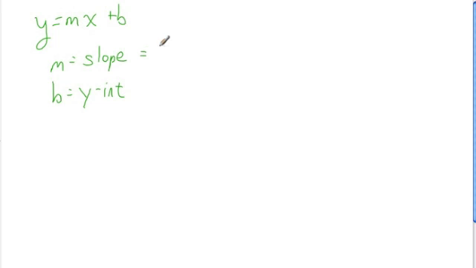Let's take a look at how to graph a line in slope-intercept form. The equation of a line in slope-intercept form is y equals mx plus b, where m is the slope and b is the y-intercept. Remember that we can think of slope as rise over run.